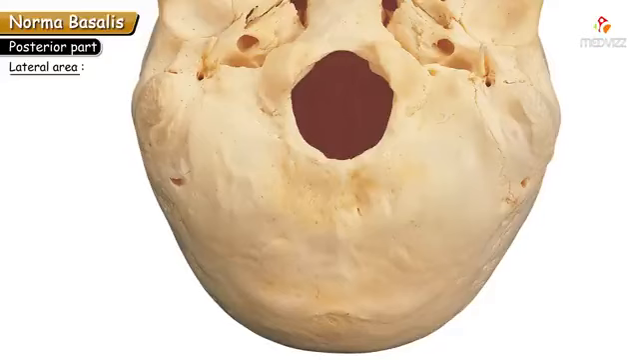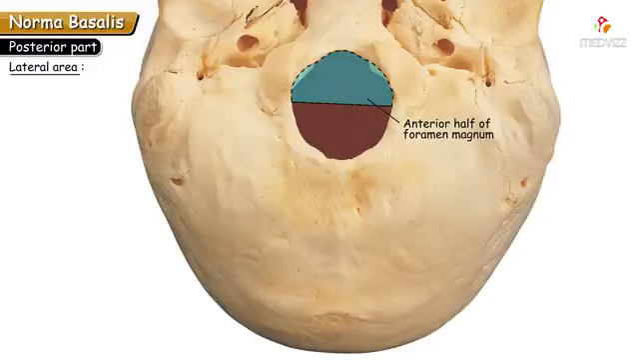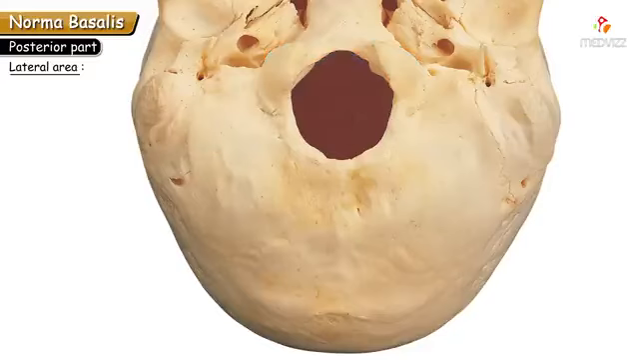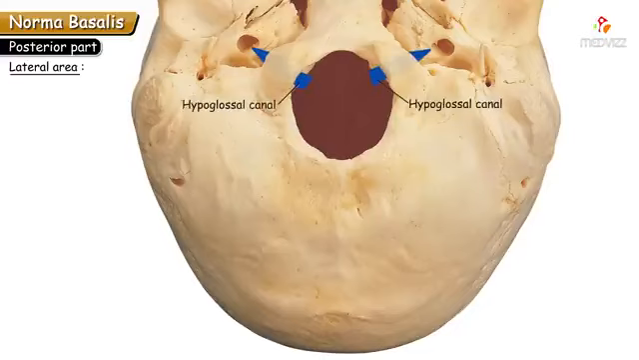Just anterolateral to the foramen magnum, we can see the condyles, which are termed occipital condyles. These condyles articulate with the first cervical vertebra, which is the atlas. The foramen associated with these condyles is the hypoglossal canal. The hypoglossal nerve is the 12th cranial nerve, so the nerve passing through this canal is the hypoglossal, which is the reason it is called the hypoglossal canal.